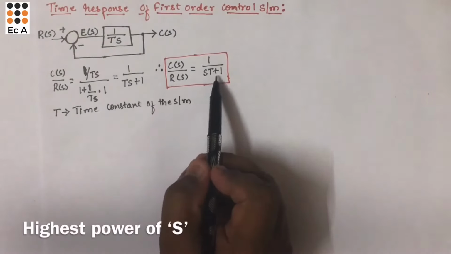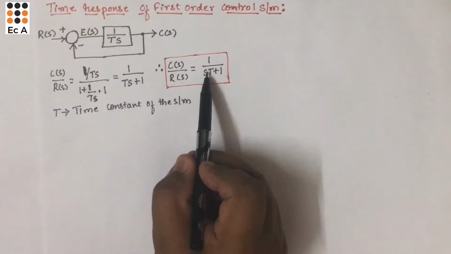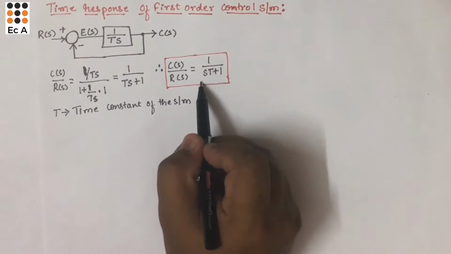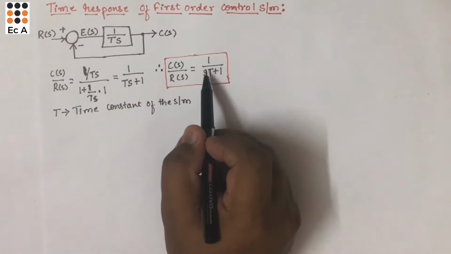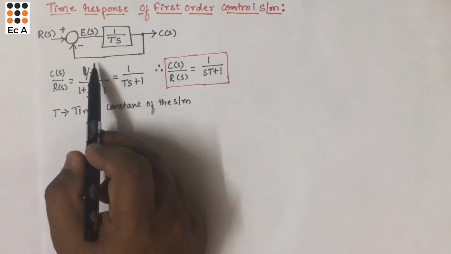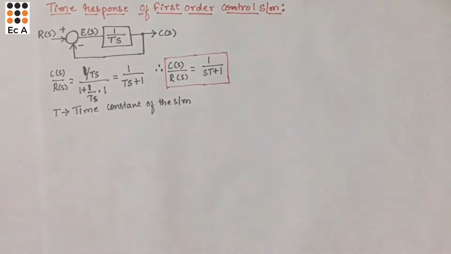If we observe the highest power in the denominator, it is 1. This identifies the order of the system. The order of the system is 1. That's why we can say the given system is a first order system.